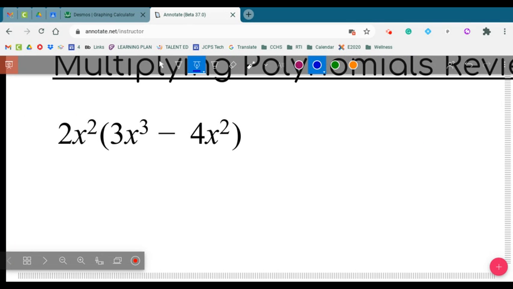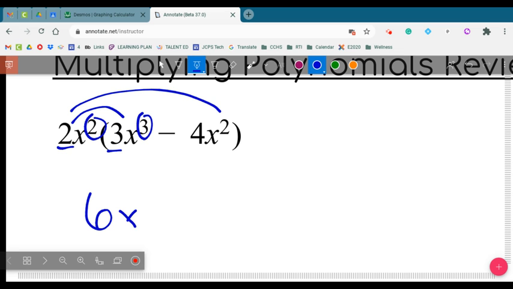So our first one, we're going to distribute. So we're going to multiply 2 times 3 to get 6. And add 2 and 3 to get 5. And then we do 2 times negative 4 to get negative 8. And we add 2 and 2 to get 4.